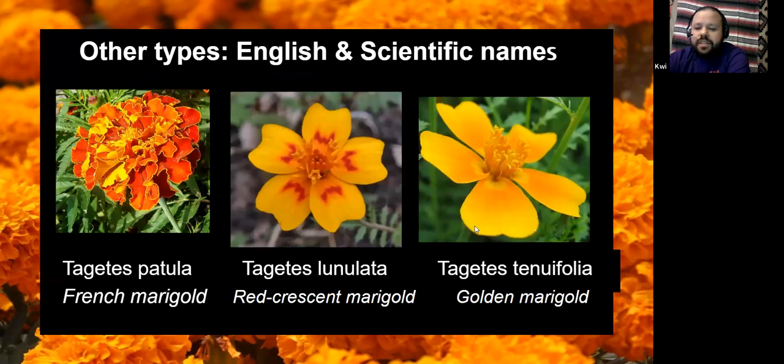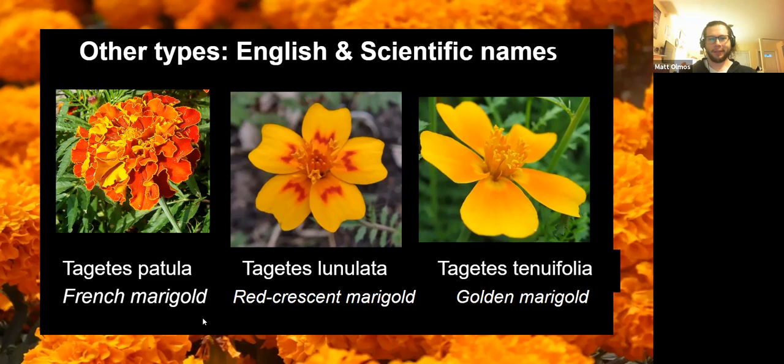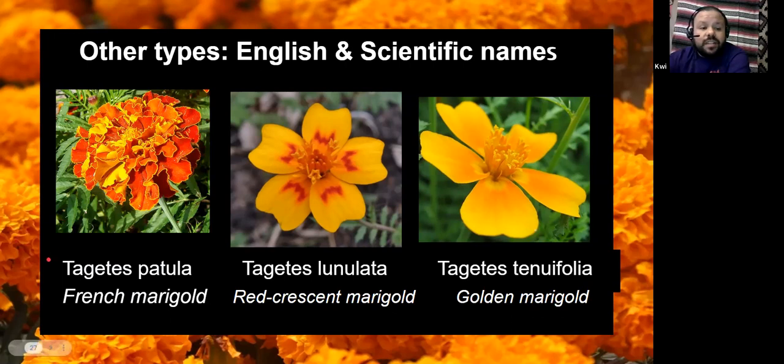Here are other types. I believe it was 45 types, Matt? I double checked, there's 50 officially scientifically recognized different types of marigold. Wow, interesting. So here are other types in English and their scientific names. We don't have all 50 here, but these are three other ones. We have the French marigold, which is orange and yellow, the red crescent marigold, you can see how it looks like a crescent moon, and then the golden marigold.